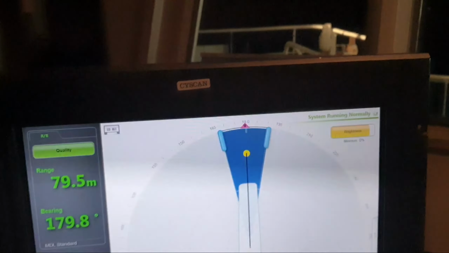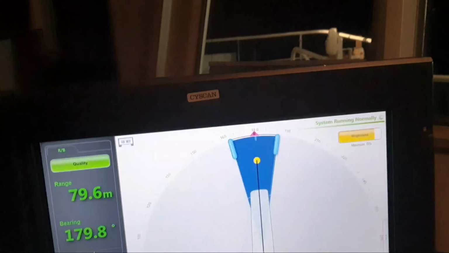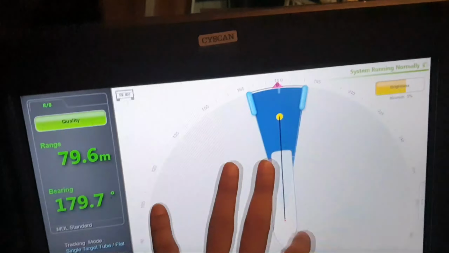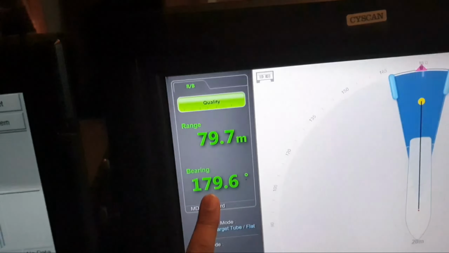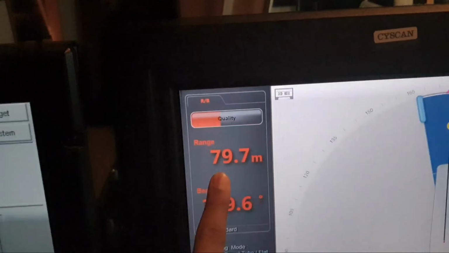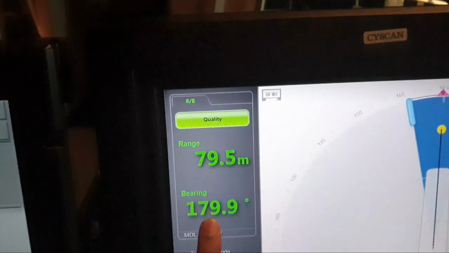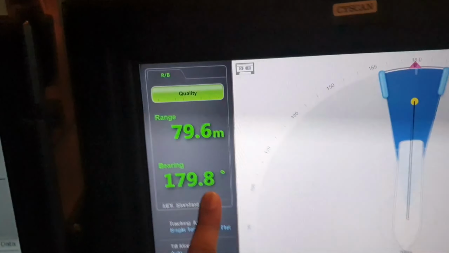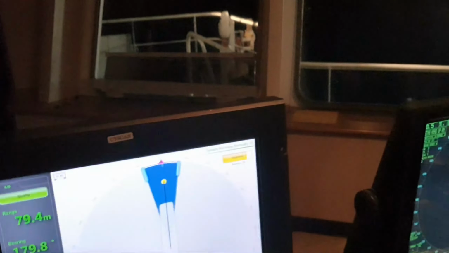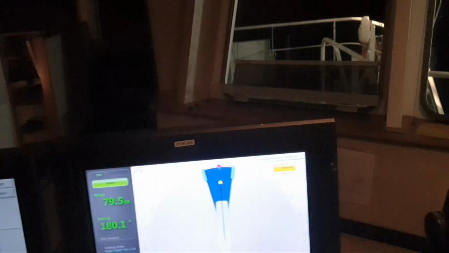I personally like this SceneScan. Spot track, the principle is the same, a laser type system. So that is how we are getting the range and bearing, and through range and bearing we are getting the fix, and from the fix we come to know how much distance the vessel has from that particular installation. You can see 79.7 meters and the bearing is 179.9. So that is how we are getting range and bearing. It means we are getting one fix, and according to this that fix is our vessel position.